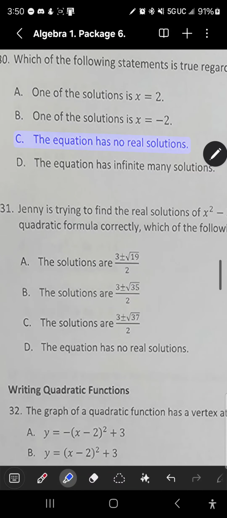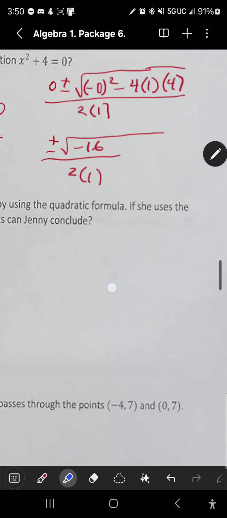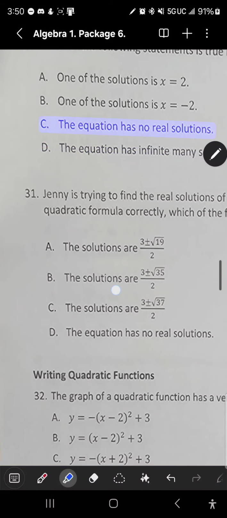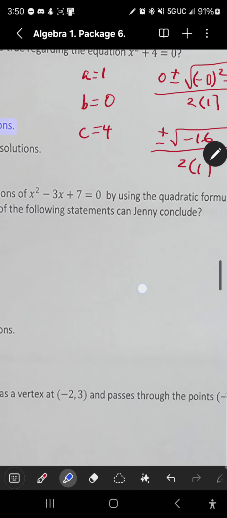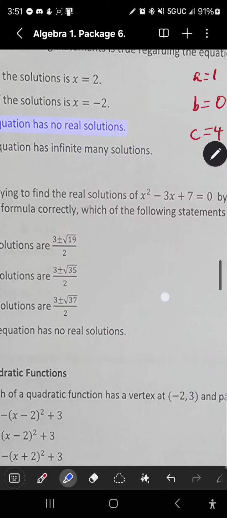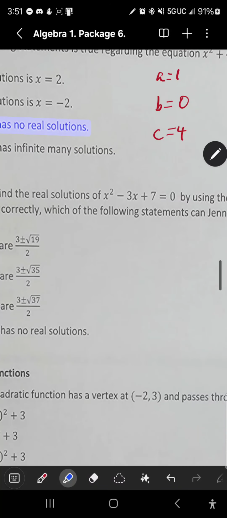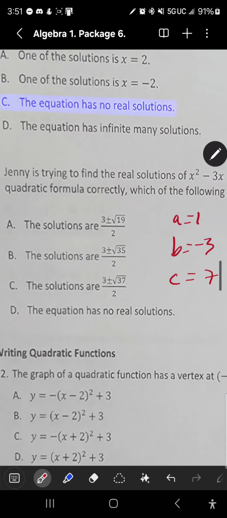Now, Jenny is trying to find the real solutions of that equation by using the quadratic formula. If she uses the quadratic formula correctly, which of the following statements can Jenny conclude? Okay, let's do it. Basically, they're saying use the quadratic formula. So here we have a will be equal to 1, b will be equal to negative 3, and c will be equal to 7.